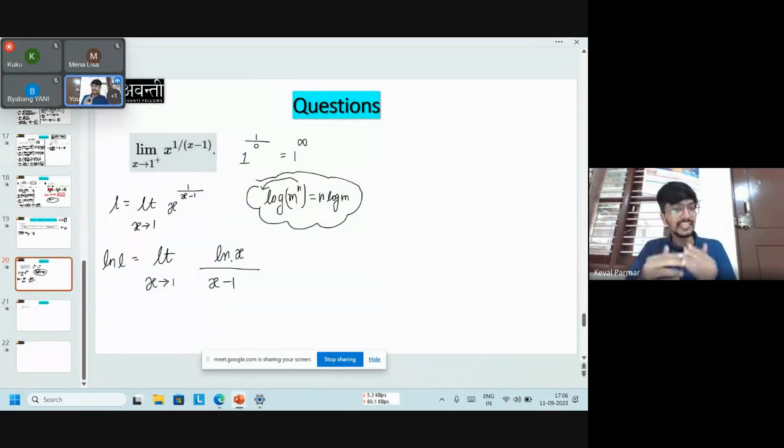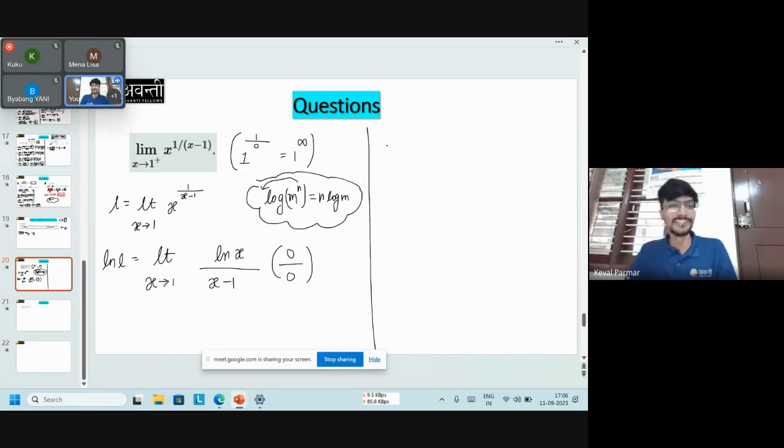Now let us again check the indeterminate form. So x tends to 1. This is ln 1. Log of 1 is 0, upon 1 minus 1, it is again 0. So my indeterminate form from 1 raised to infinity got converted into 0 upon 0. And we know that if the indeterminate form is 0 upon 0, I can use L'Hopital's rule, or I would like to say LH rule. What does the LH rule say? You differentiate numerator and denominator. So the derivative of ln x is 1 upon x, and the derivative of the denominator is 1 minus 0.